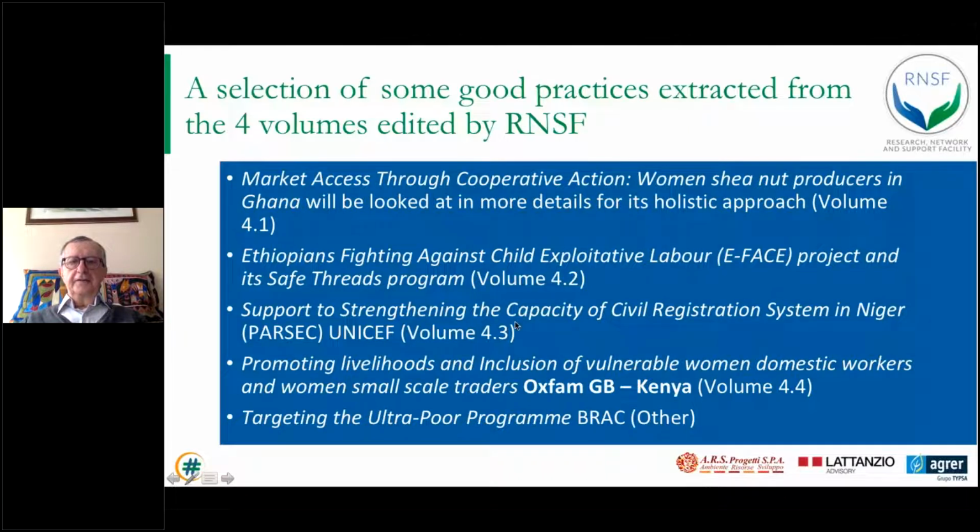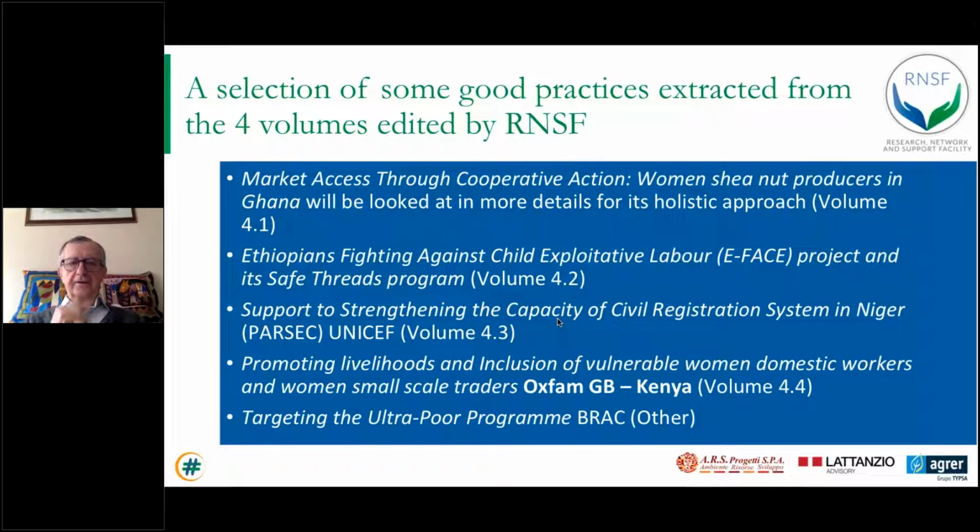The third kind of project and good practices we have identified is not directly related to the informal economy. It is the support to strengthening the capacity of civil registration system in Niger.